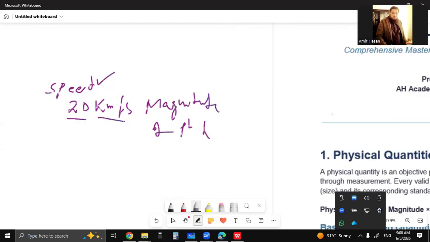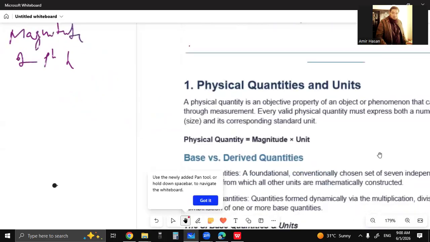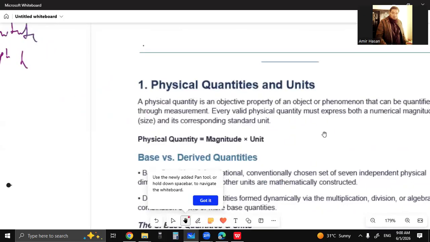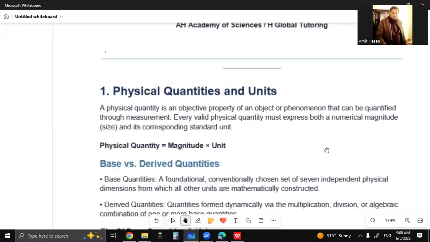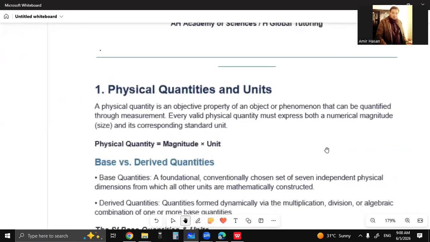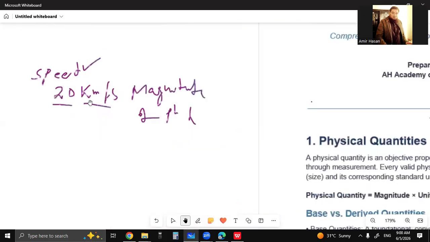So it means every physical quantity we represent with magnitude, and this magnitude tells us how much the quantity is, what the strength of the quantity is. A physical quantity is the product of a magnitude and a unit. Here I am representing magnitude into unit. Both are with each other. That's why we say both are multiplied.